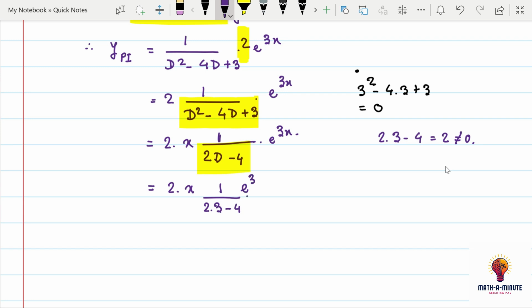So in the next step, we can directly write 1 by (2 into 3 minus 4) e to the power 3x. So our particular integral will be 2x e to the power 3x by 2, and if we simplify this, the solution will be x into e to the power 3x. So our general solution will be y_CF plus y_PI, meaning plus x into e to the power 3x.